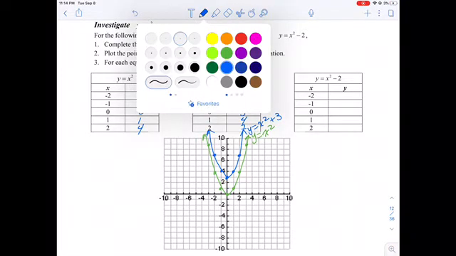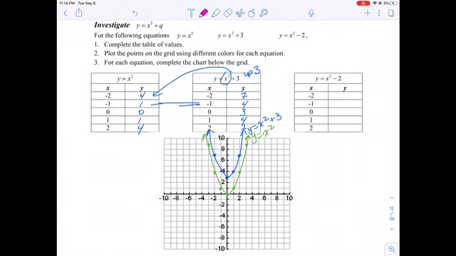Let's do a new color here. We haven't done any pink. y equals x squared minus 2. So we're going to take all of these x squared values, 4, 1, 0, 1, and 4, and we're going to subtract 2. So 4 minus 2 is 2. 1 minus 2 is negative 1. 0 minus 2, negative 2, and so on. 4 minus 2 is 2. So we're just subtracting 2 from all of our y values. And of course, our whole graph is going to move down 2.